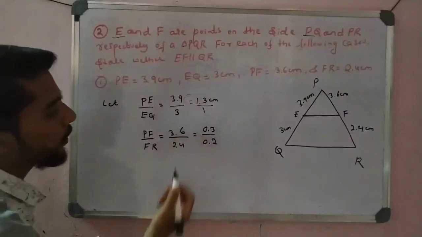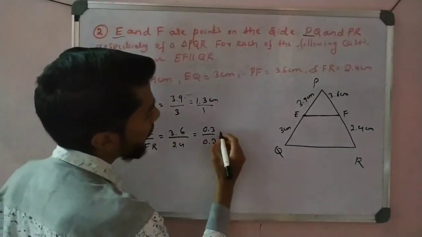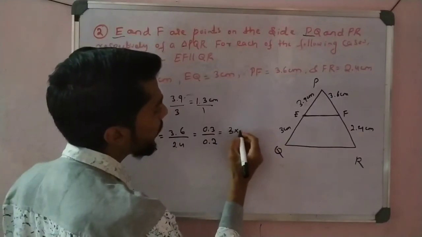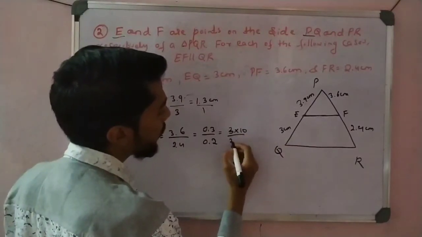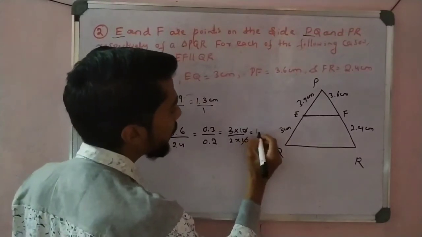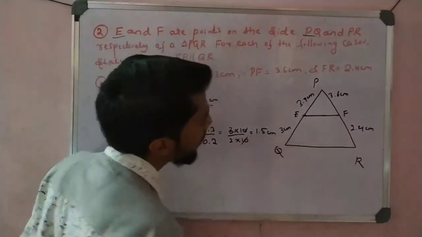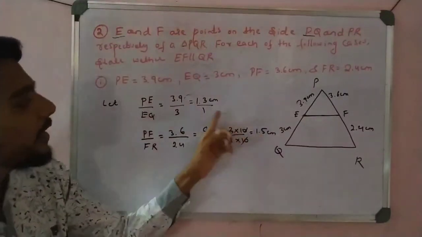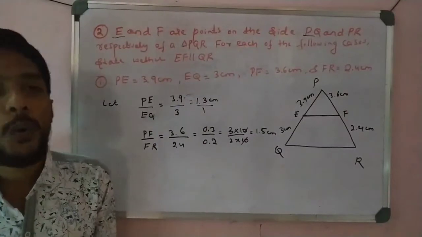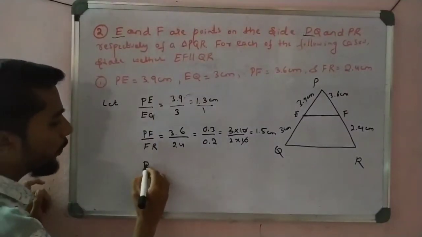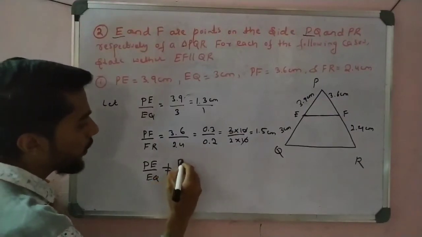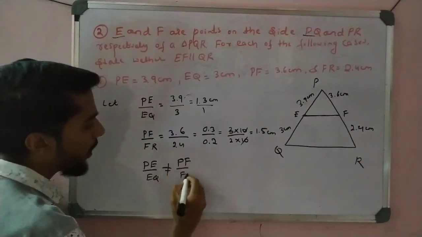So this cancels. How much is it? If I remove the decimal, it is 3 into 10 divided by 2 into 10. The tens cancel, the decimal cancels, so we get 1.5. So observe, it is 1.3 and it is 1.5. Are both the same? No. So we observe that the ratio of PE by EQ is not equal to the ratio of PF and FR.